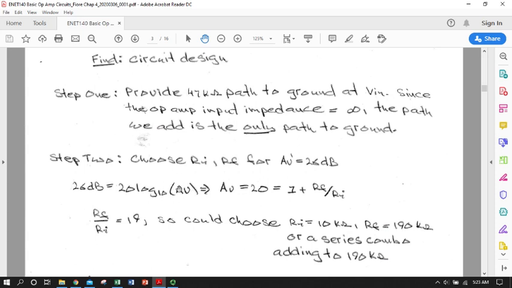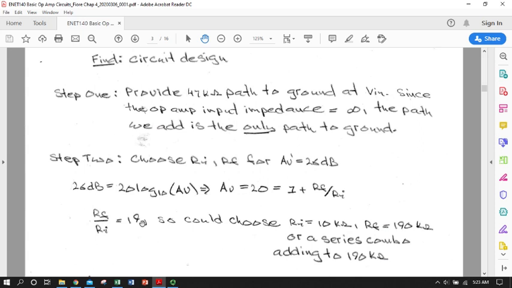And so we just divide by 20 on both sides, take the inverse base 10 log, and we get a voltage ratio gain of 20. And so that's going to be equal to 1 plus RF over RI. So we end up finding out that we need an R feedback over RI of 19.